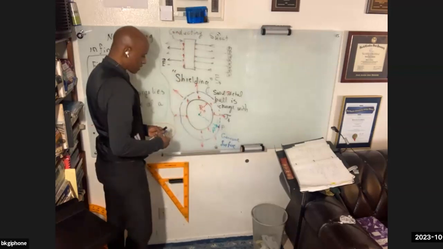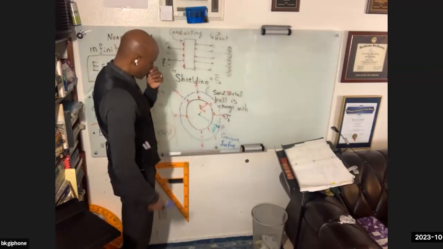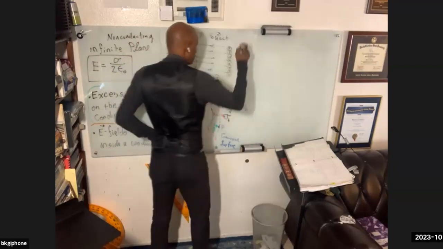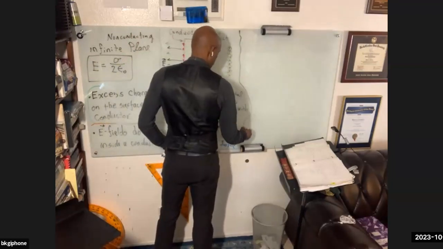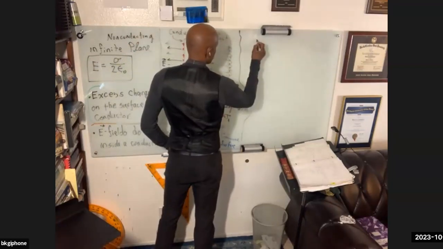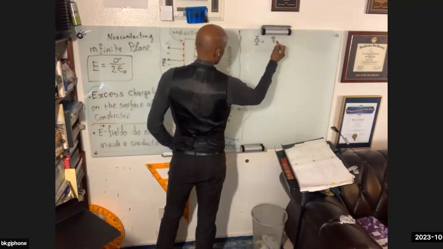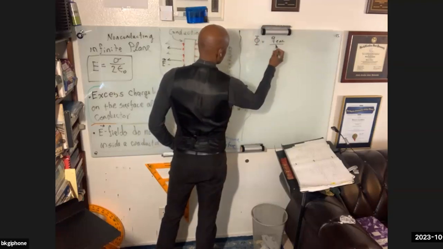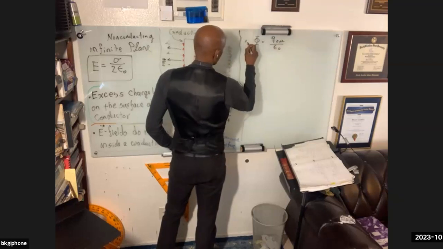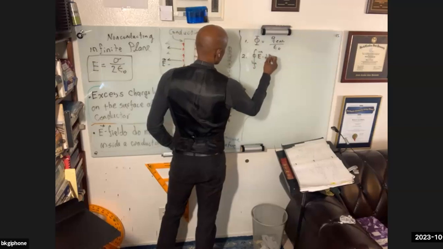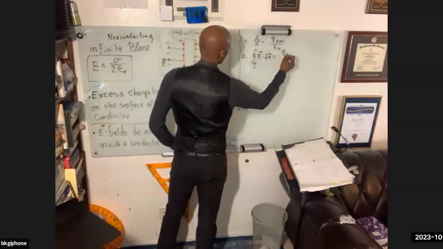Now, the field has a flux because it permeates my Gaussian surface. And then I apply Gauss's law. Gauss's law states that the electrostatic flux equals the total charge enclosed inside my Gaussian surface divided by epsilon naught. The flux becomes the integral of E over the surface dot dA equals total charge enclosed divided by epsilon naught.